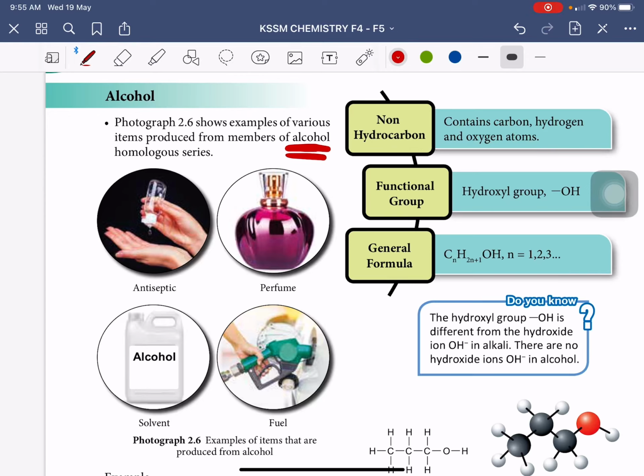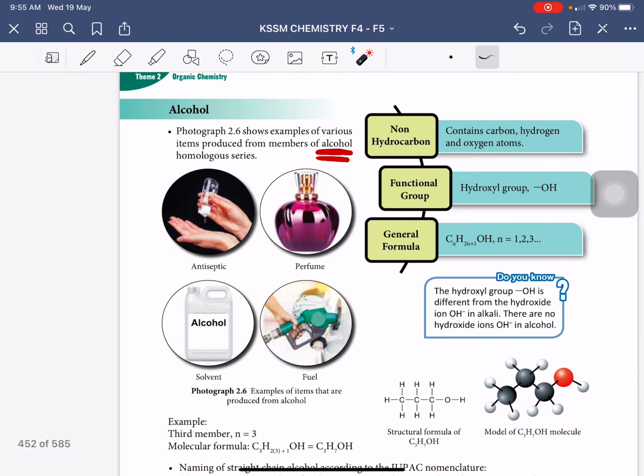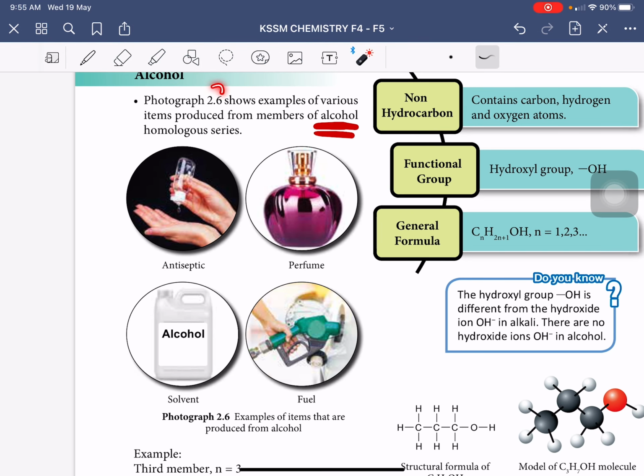Very good morning, class. Our lesson today is about alcohol. You can refer to your textbook on page 76. Look at this picture. This is Photograph 2.6, showing various examples of uses of alcohol.